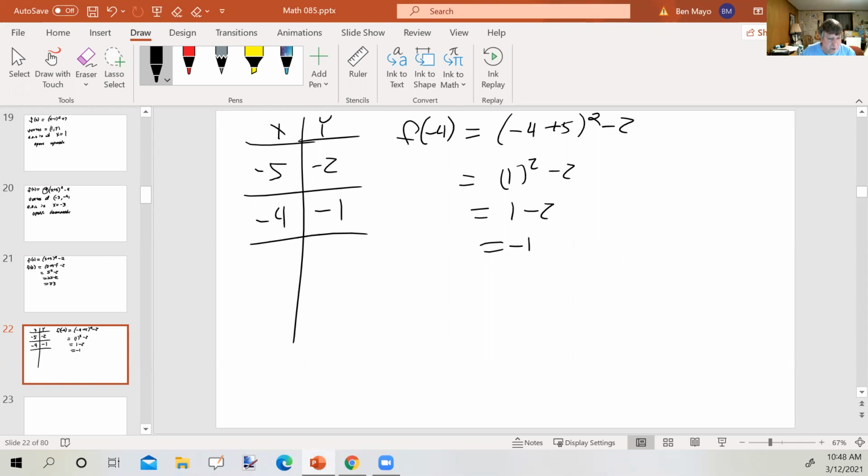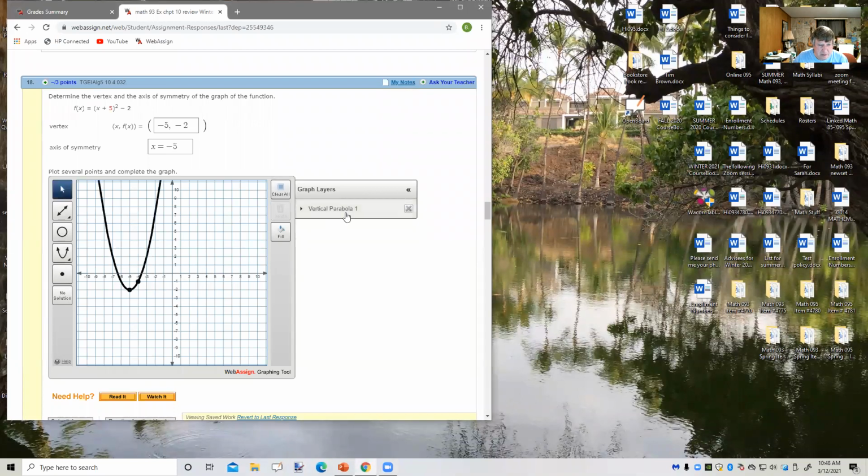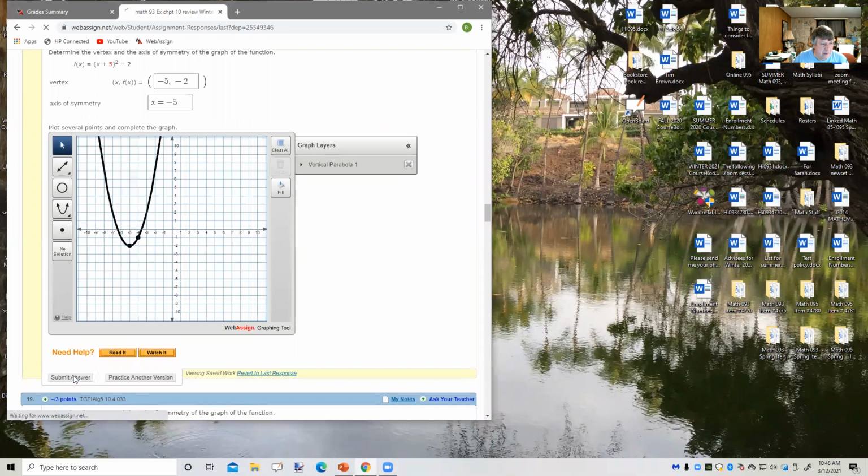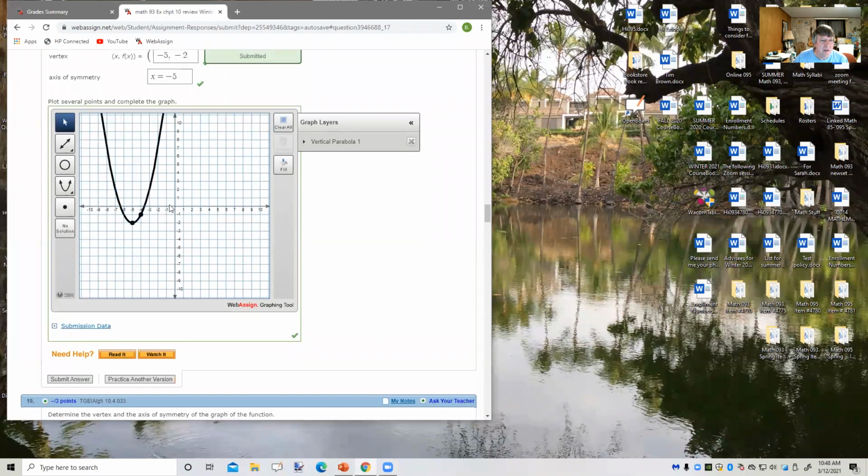It's closer in. Okay, so let's go back to the parabola that I'm graphing. And my second point was -4, -1. Let's go over here and make sure I've got the points I wanted. Let's see if that's correct. And it is. Again, make sure you graph the vertex first.